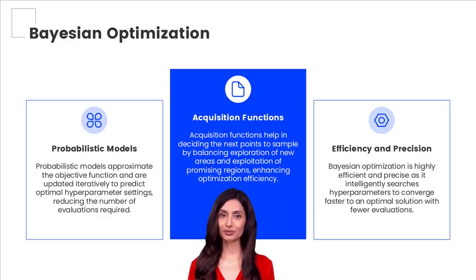Bayesian optimization represents a cutting-edge approach in the realm of machine learning, designed to find the best parameters for an objective function with remarkable efficiency. By constructing a probabilistic model, it approximates the function's landscape, using this insight to predict optimal hyperparameters. Its secret weapon, the acquisition function, smartly navigates the balance between exploring new possibilities and exploiting known good ones.